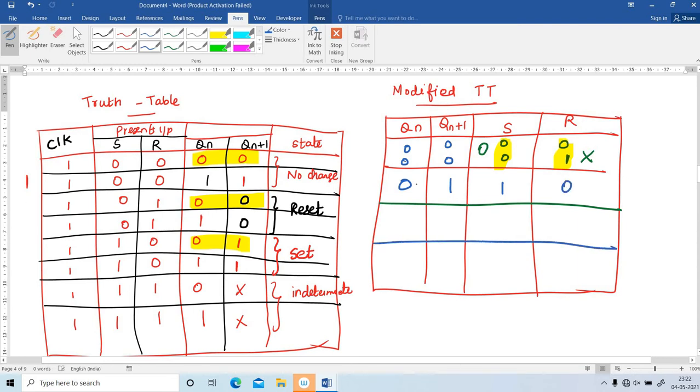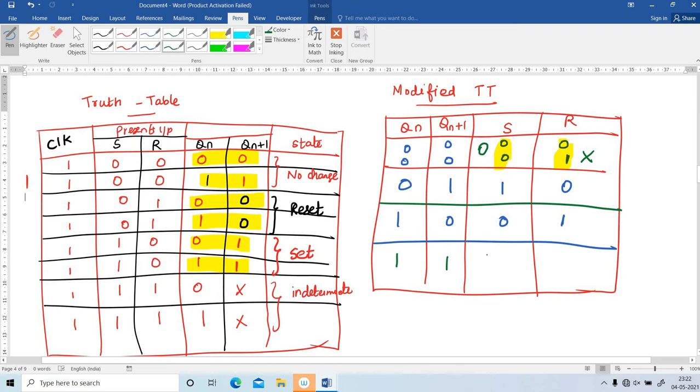And next consider 1, 0. So 1, 0, what about S? S is 0 and R is 1. The last condition 1, 1. Both are 1, 1. So I put the condition here 1, 1.